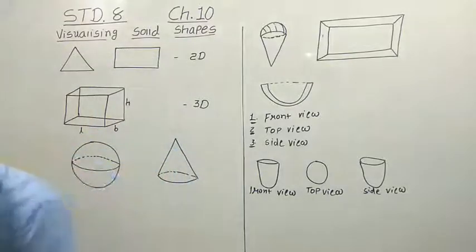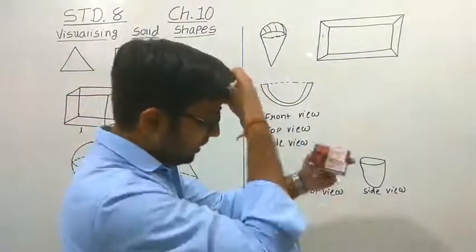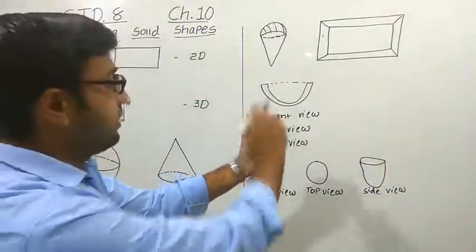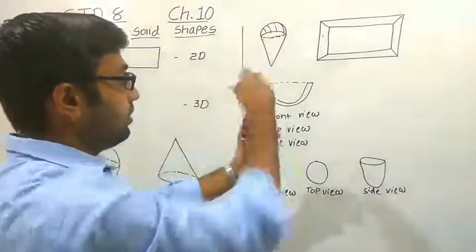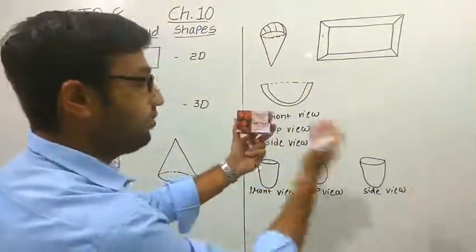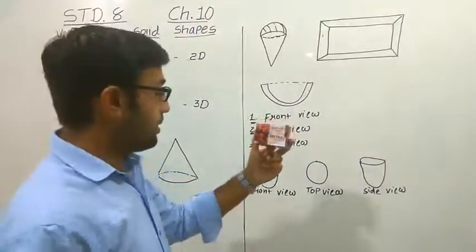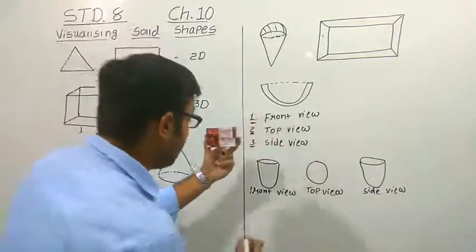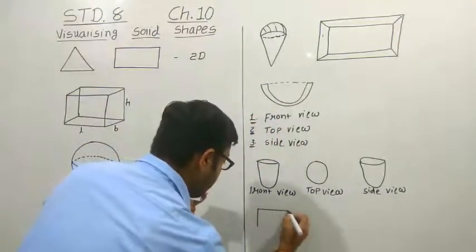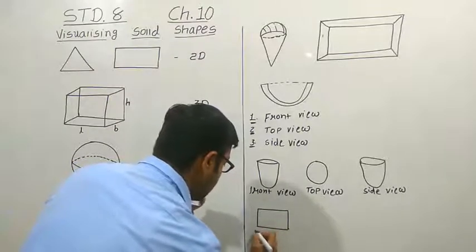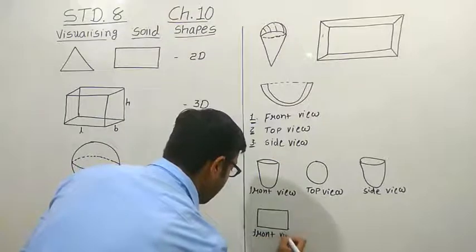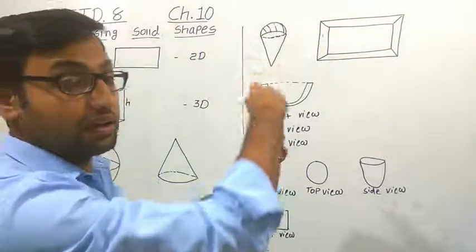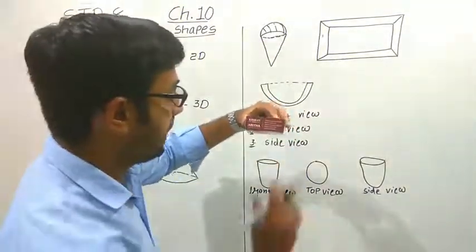Let us take one more example of this cuboid, right? If we put this cuboid like this, then this is its front view. If you look from here, it will be called the top view, and from this side, if you look, it will be called the side view. So from the front, it will look like this. This is the front view, right? Now, if we look at it from the top side, then we can see that it will look like this.